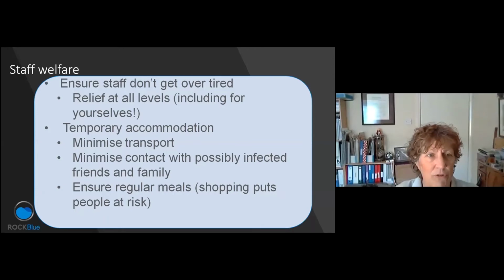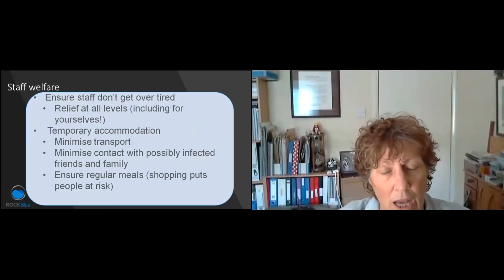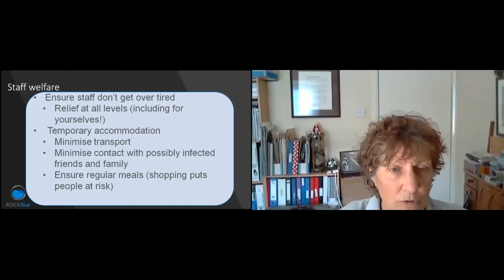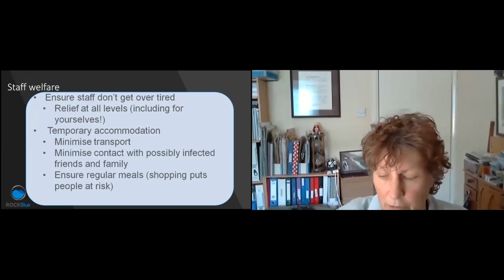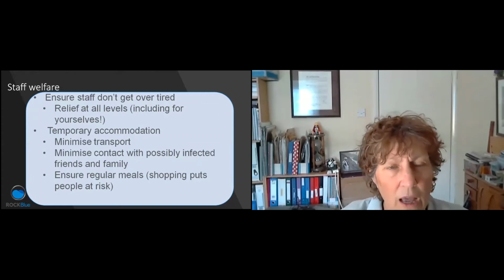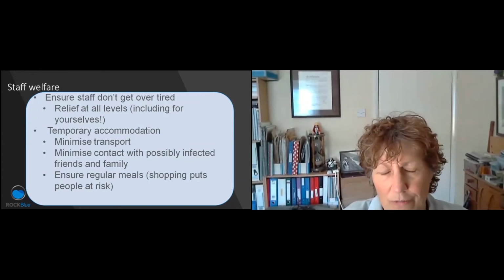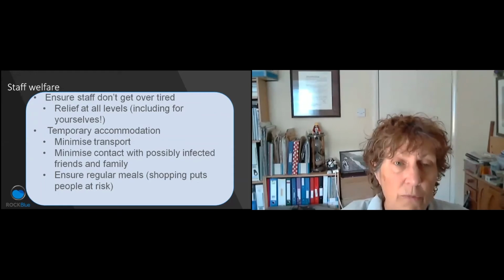Other things you can do for staff welfare, it might be useful to arrange temporary accommodation so that they don't have to travel back home and face infection from friends and family. I mentioned shopping is risky, so you might want to provide some meals for people. Although do think about those communal areas, canteens, restaurants, that sort of thing. They can be a source of contamination. So you need to decide, will you keep them open? If you keep them open, will you change the layout? Or do you need to close them for everyone's safety?